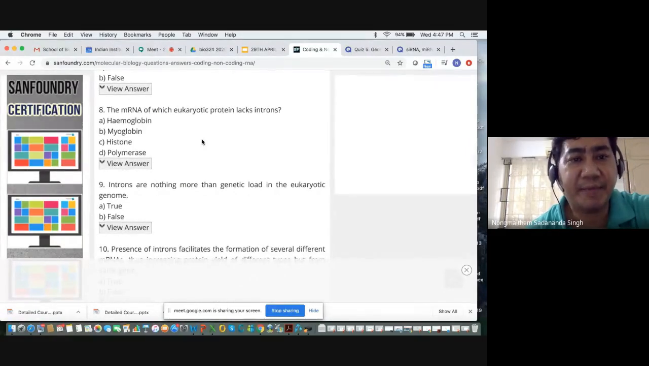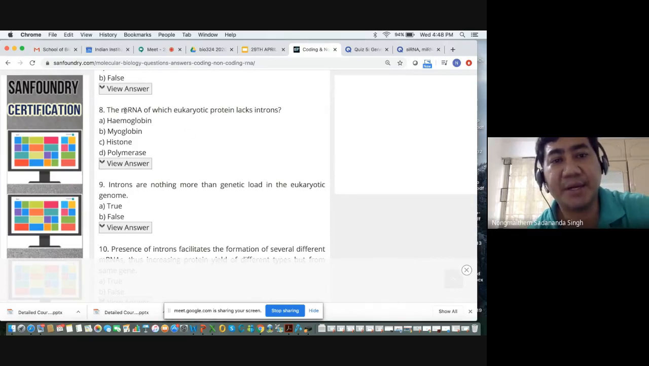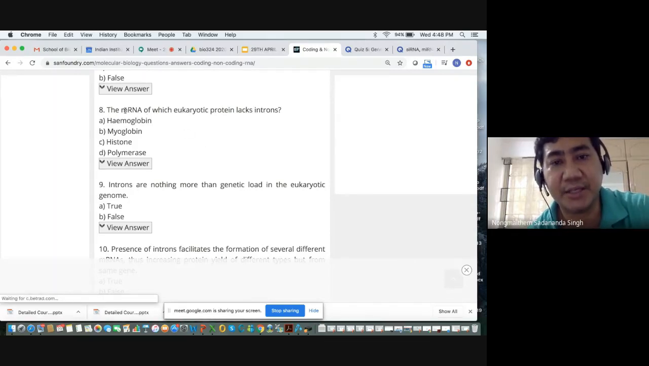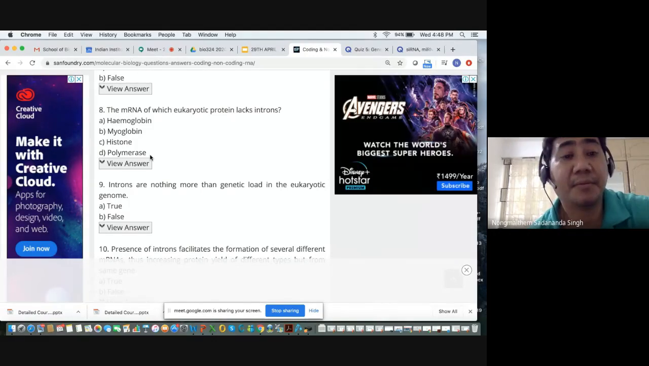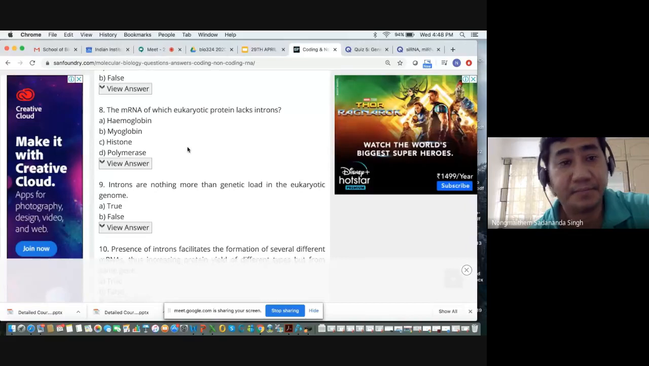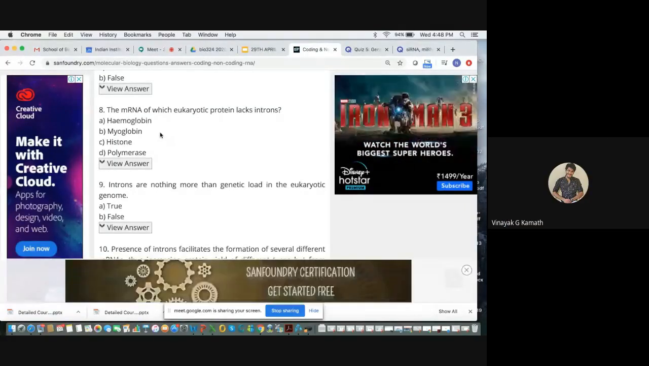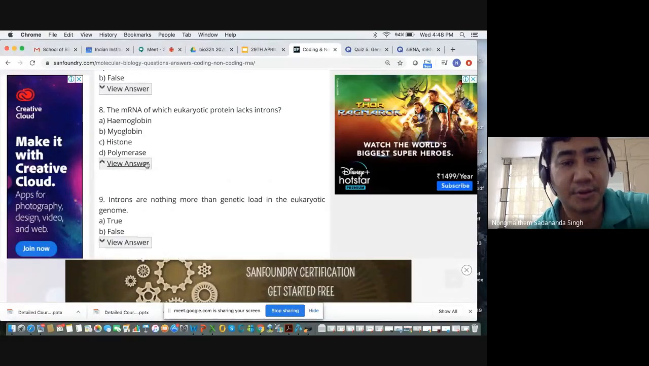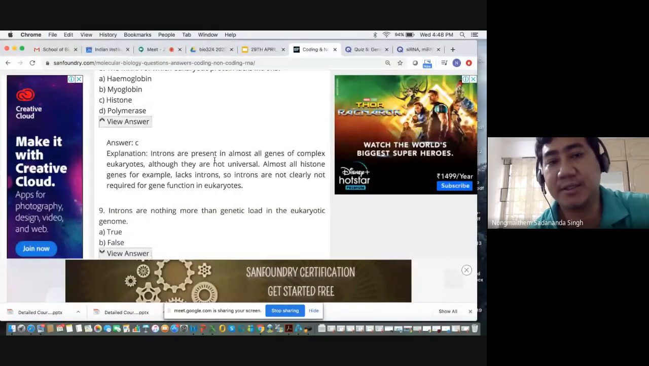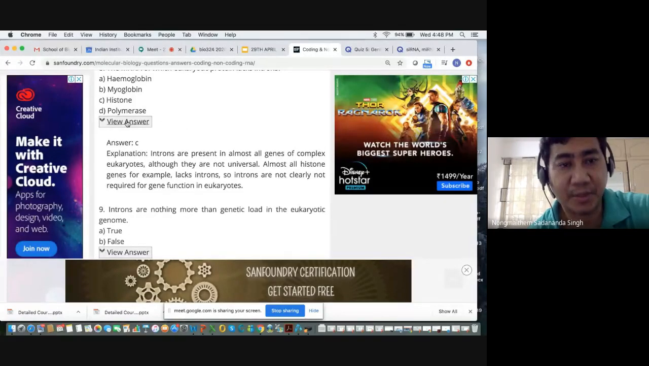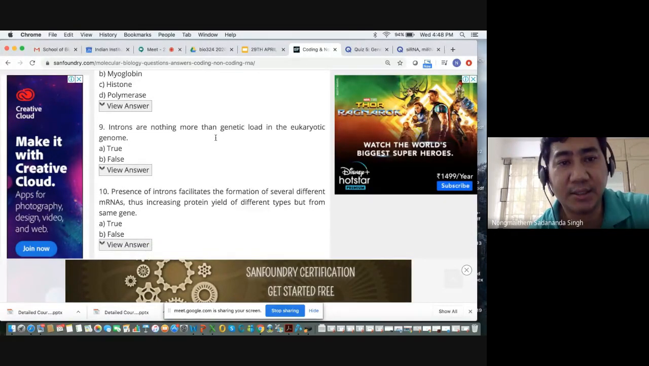Eukaryotic mRNA, this one is general knowledge. Many times people ask the mRNA of which eukaryotic protein lacks introns: hemoglobin, myoglobin, histone, polymerase. Any idea? Generally it is the histones. Histone genes are very well known not to have introns. So histones are the answer.